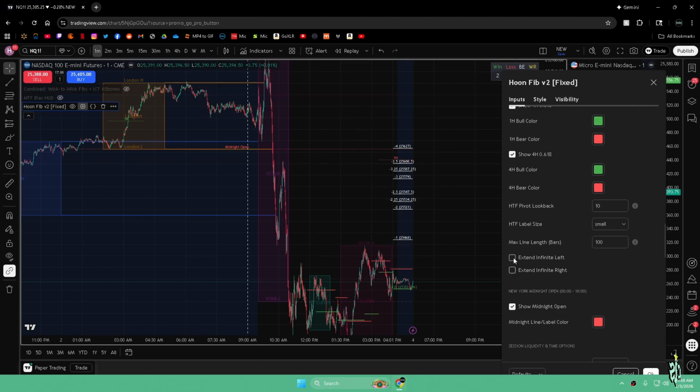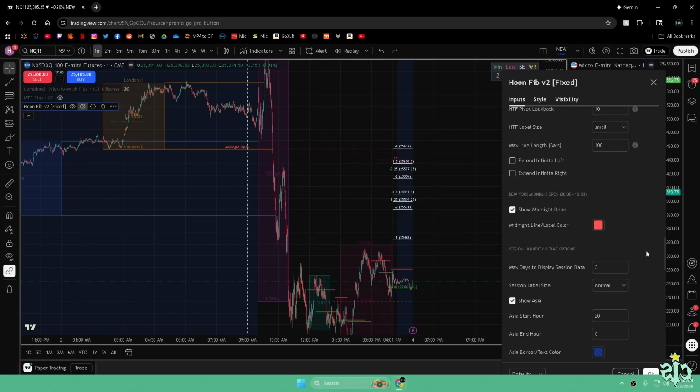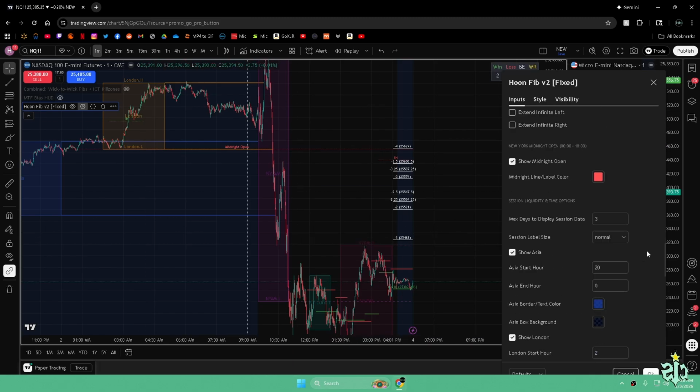Right. Now, next thing we have market midnight open right here. You could enable and disable that. That's just a spot where market could bounce off of or reject off and etc. So like London here, it rejects off of it, etc. Then we have our sessions.